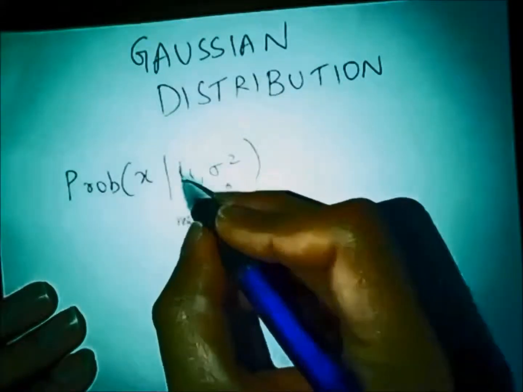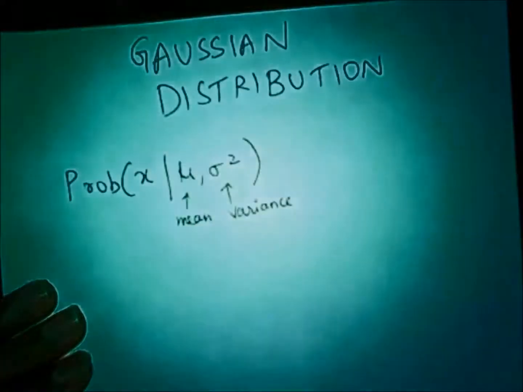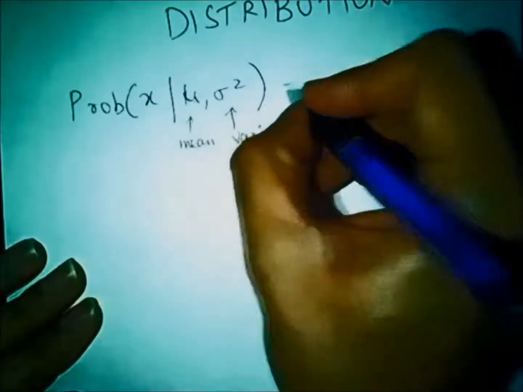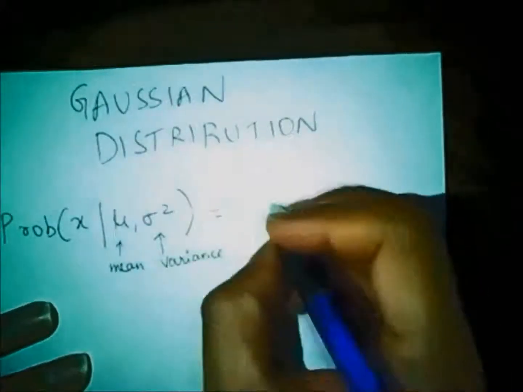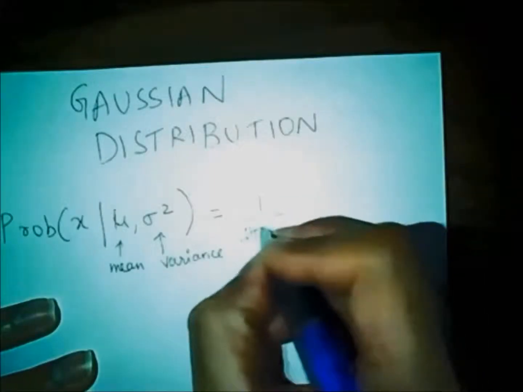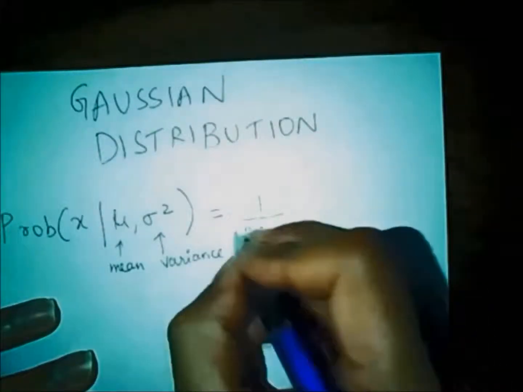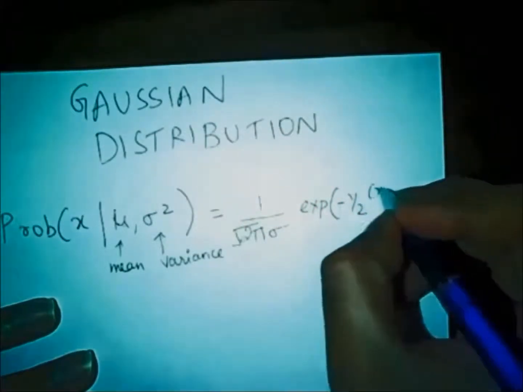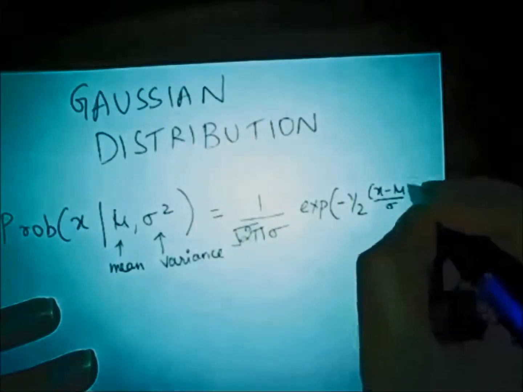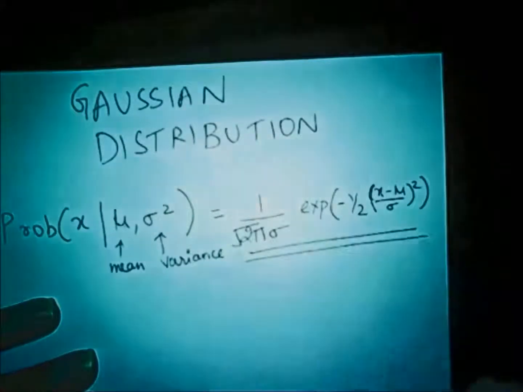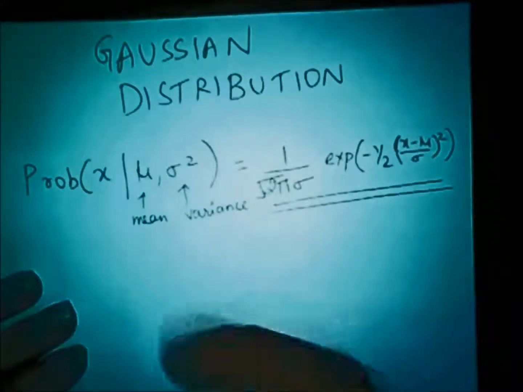Remember that the mean that we are going to denote here is different from what we saw earlier on for the other distribution. And the mathematical expression that relates x with mu is, so this is the parametric form of Gaussian distribution.